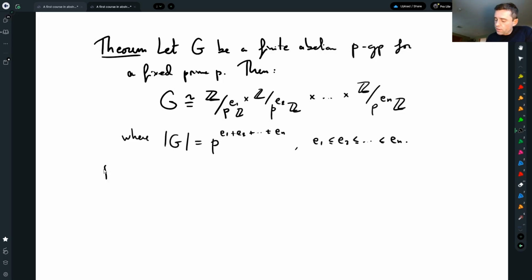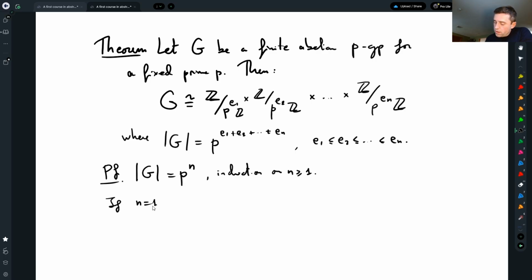Okay, so let's prove this by induction. So we know that G is some power of p, and we're going to do induction on n. So if n is 1, then G is of order p, and G is cyclic, so it's isomorphic to Z modulo p, and the statement is true.